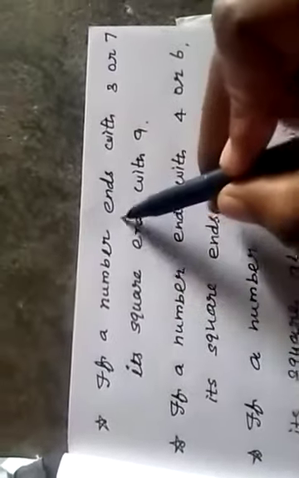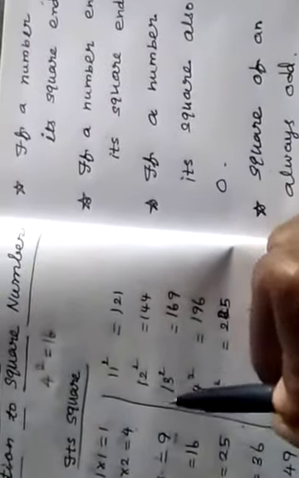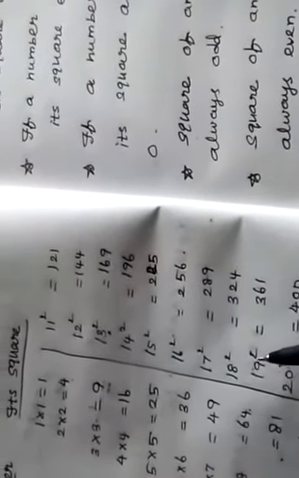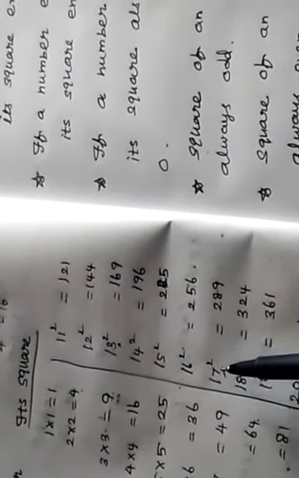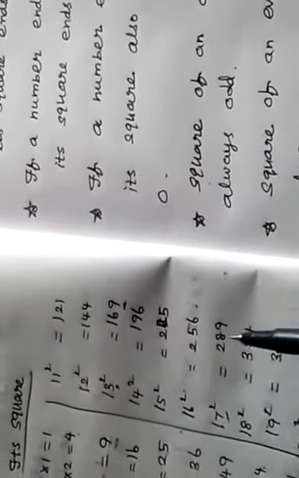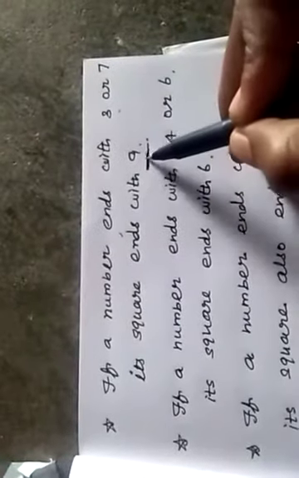Next point: if a number ends with 3 or 7, its square ends with 9 only. Listen here. We take 13, which ends with 3, and 17, which ends with 7. So the number ends with 3 or 7, and its square ends with 9 only.